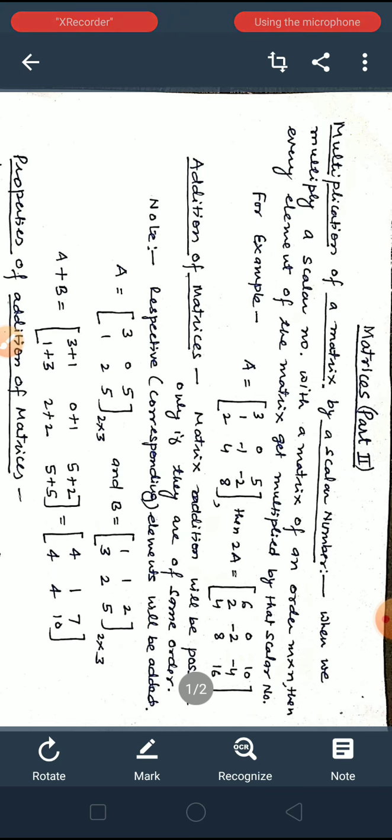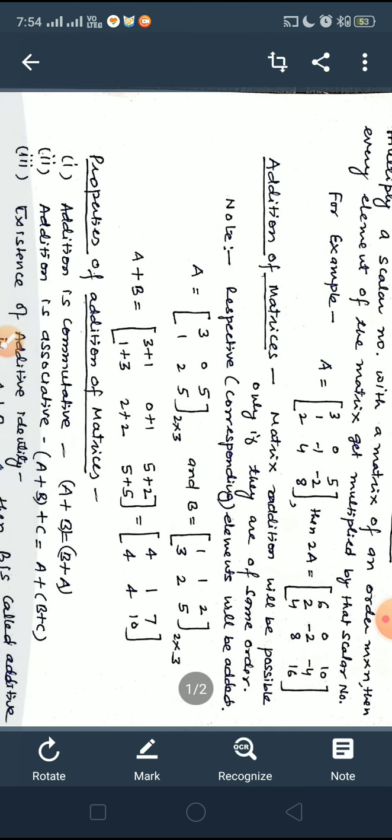Now the next topic is addition of matrices. How will you add, and whether addition will be possible or not? There are certain questions which arise because matrix is a different topic. It is not arithmetic, in which addition is always possible, but it is algebra. So let us check what happens about addition of matrices.